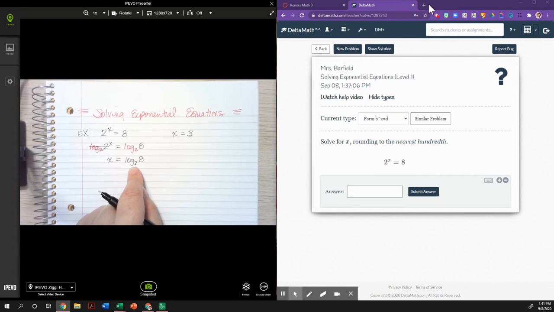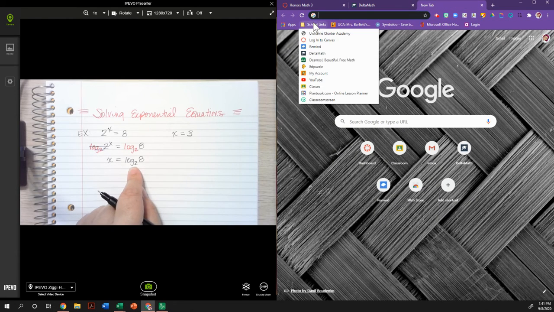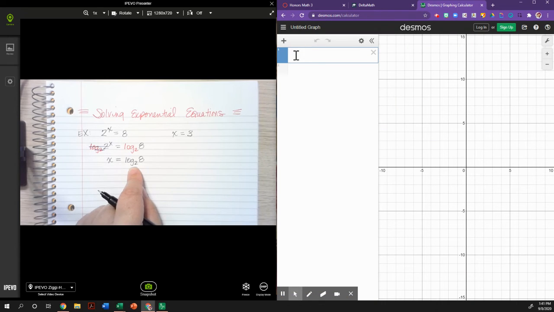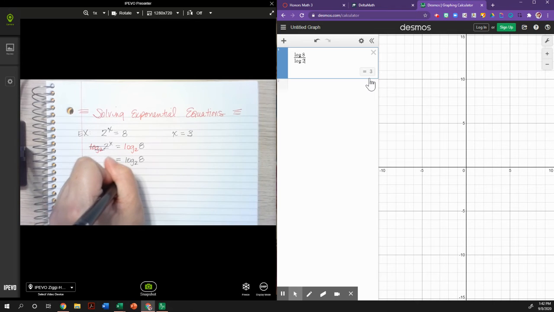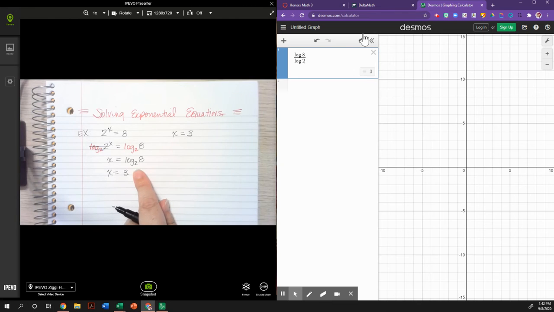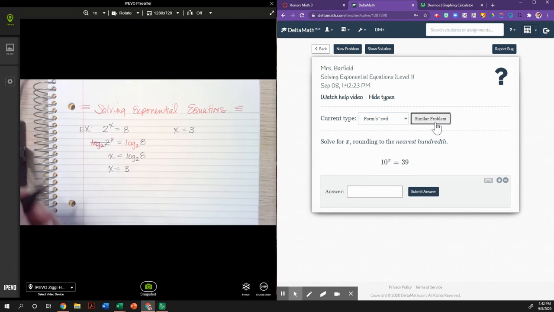So if I switch over here to Desmos, let me get that link up. All right, remember we're going to type it in using the change of base. So if I type log 8 divided by log 2, I get x equals 3. Okay, so I just proved it to you that I knew the answer was 3, but this is how I algebraically get that the answer is 3. Okay, all right, so let's look at a similar problem.